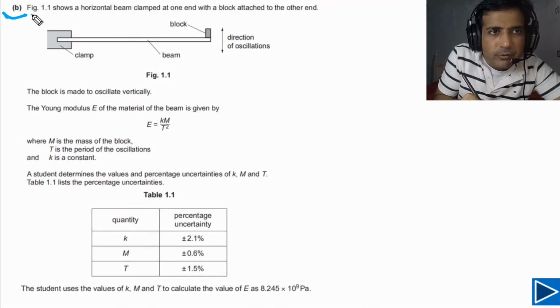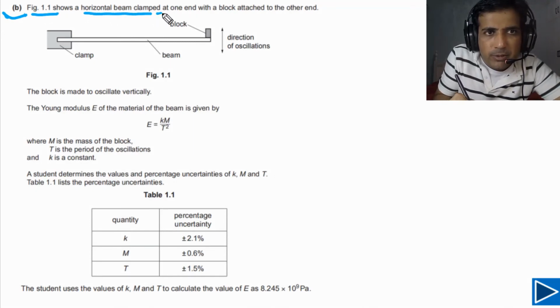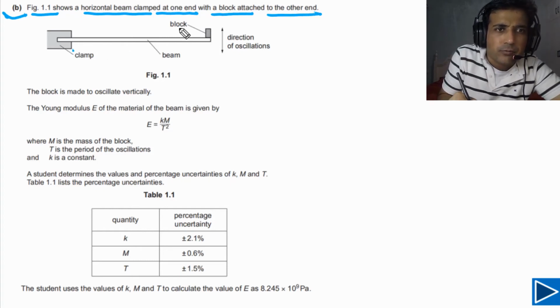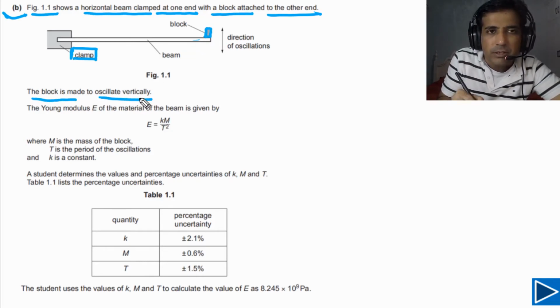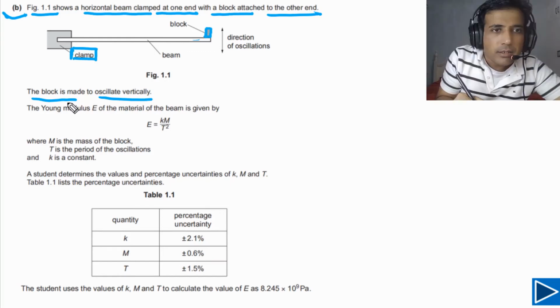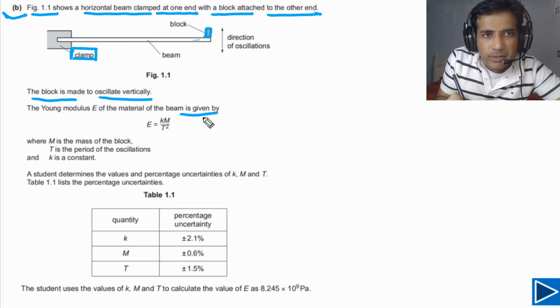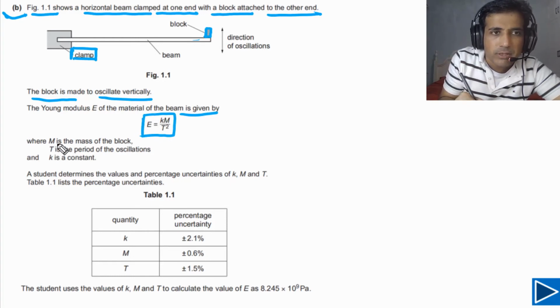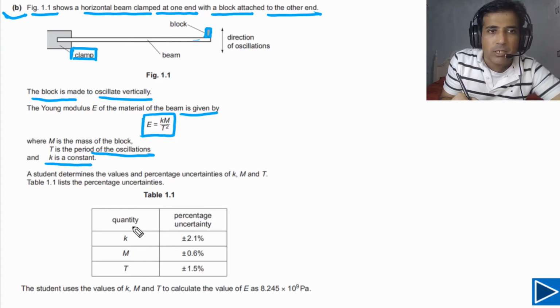For part B, it is given to us figure 1.1 shows a horizontal beam clamped at one end with a block attached to the other end. So in this case, you can see we have this block and we have this beam. It is clamped at one end and the block is placed at the other end. It is given to us the block is made to oscillate vertically. So when we displace this block, it will oscillate up and down, vertically. Young's modulus of the material of the beam is given. So this is how you can calculate Young's modulus. In this case, it is given to us m is the mass, T is the period of oscillations, and k is a constant. And a table is also given to us.